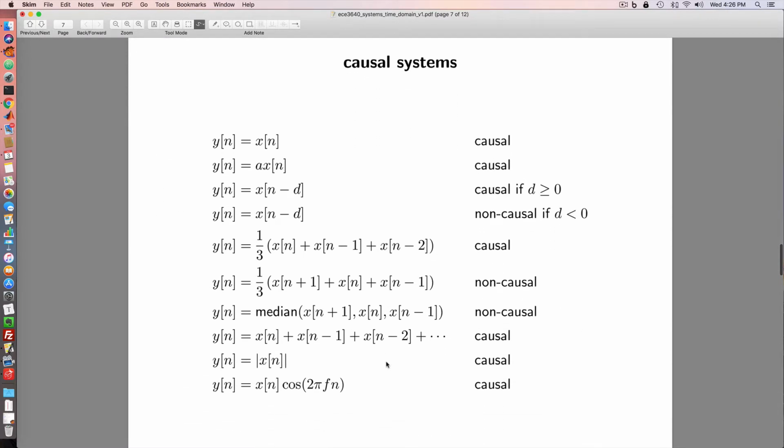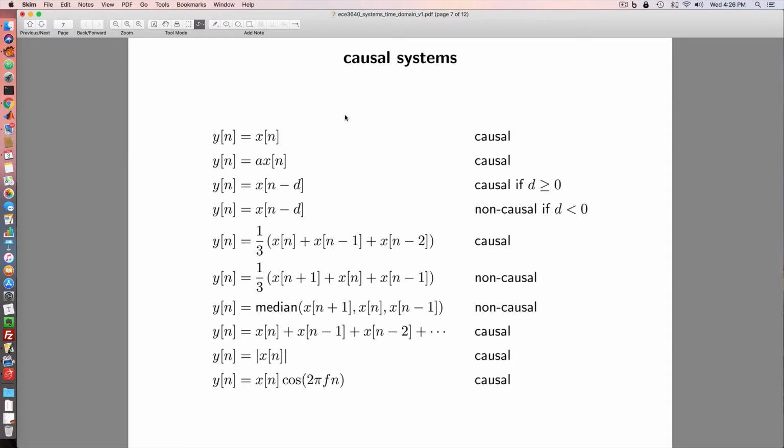Of the examples that we were just looking at, which ones are causal? Well, the identity system and the amplifier are causal because, again, just look for future samples. If there's any future samples over here, then it's going to be non-causal. Here's the delay system. Now, notice that if the delay d is a positive number, or 0, then the delay system is causal. But if the delay d is negative, then the output is actually equal to one of the future samples, a sample that hasn't been observed yet, or it's observed d samples into the future.